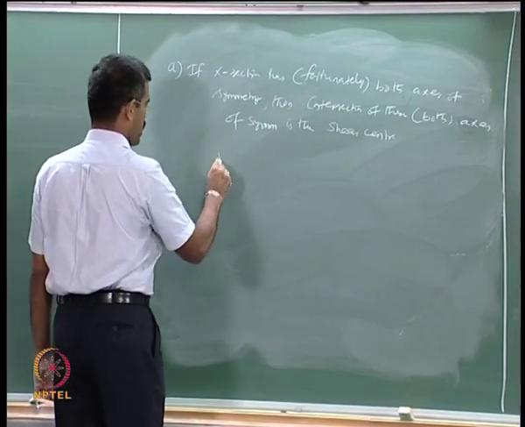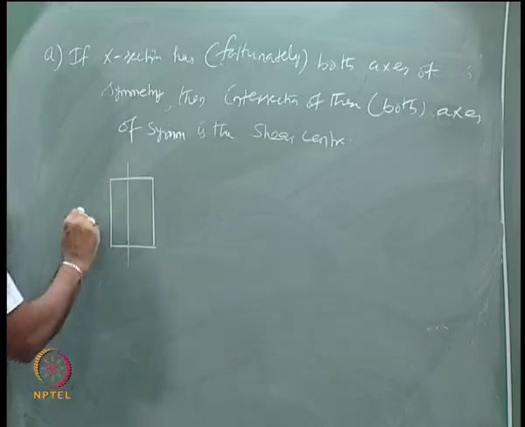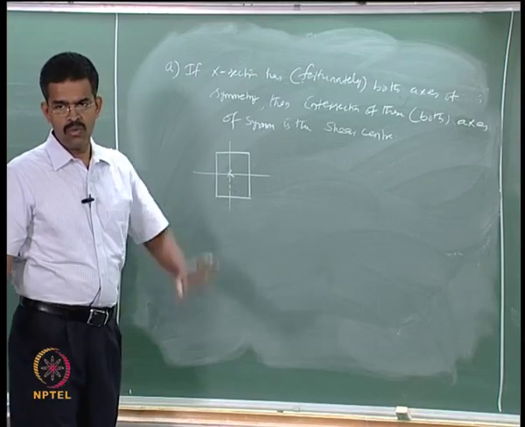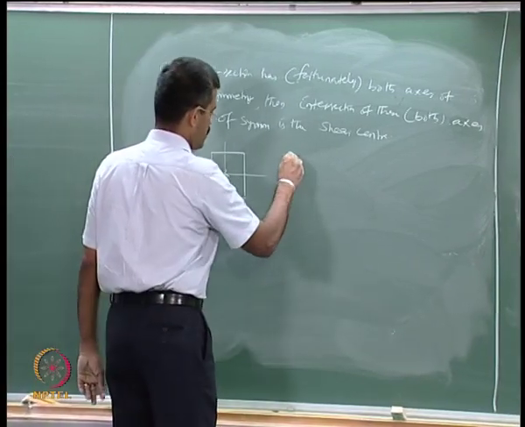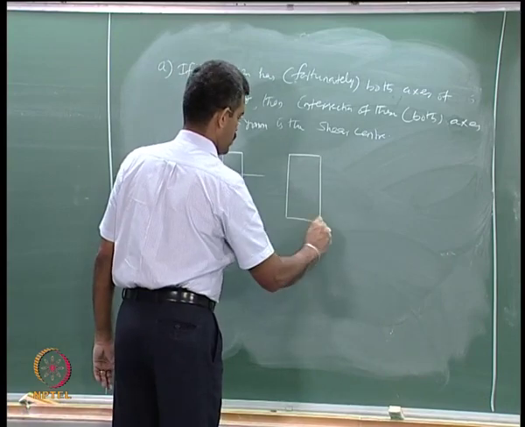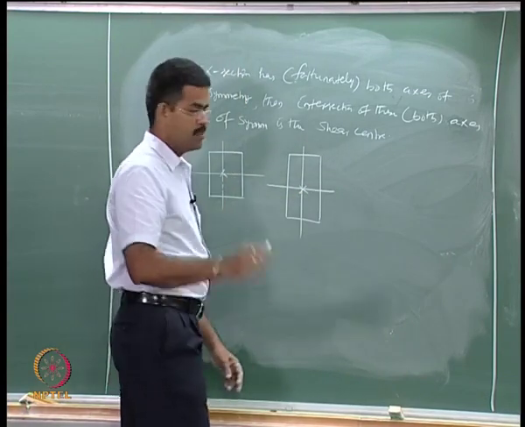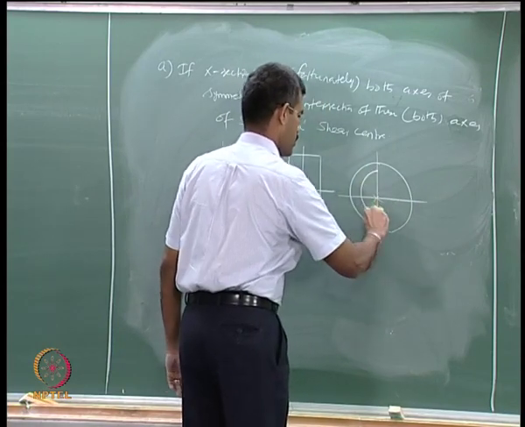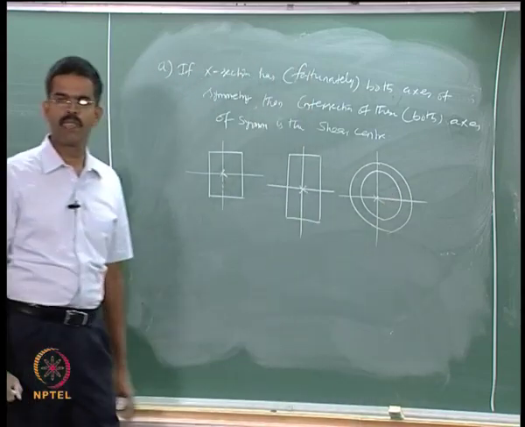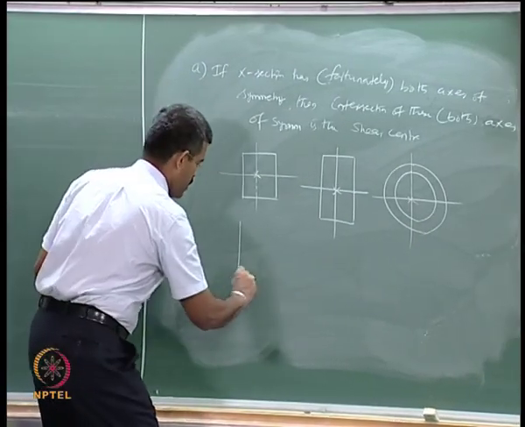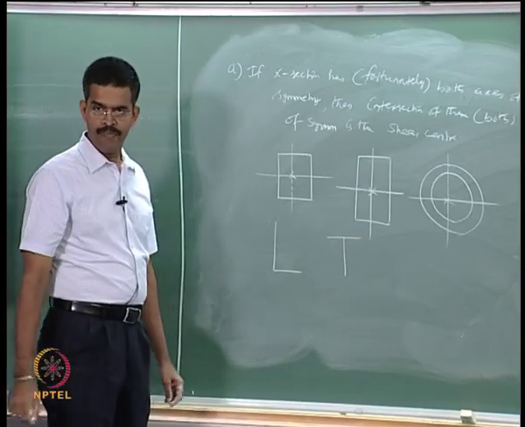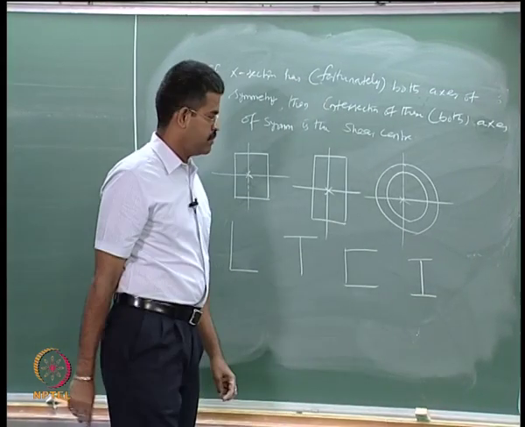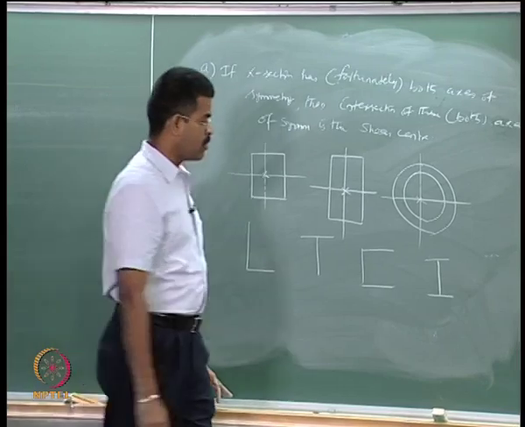For example, let us say a square. We have two axes of symmetry, this itself is the shear center, this itself is the geometric center or the mass center, no torsion. Rectangle, you can identify two axes, so no problem. Circular, no problem. Annular, no problem. Now the problems are L, T, channel, I with unequal flanges.